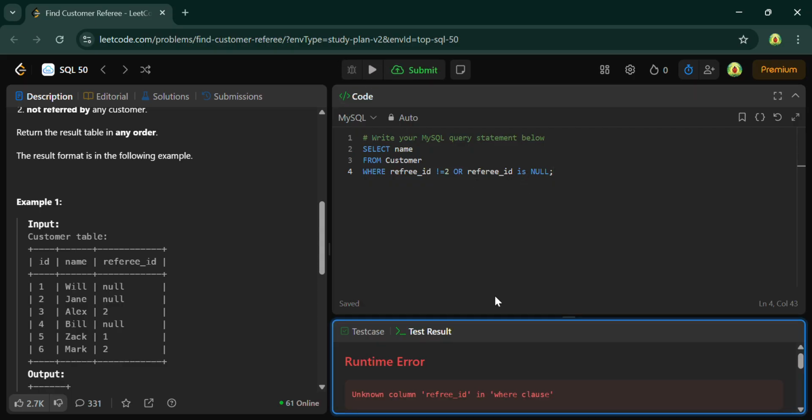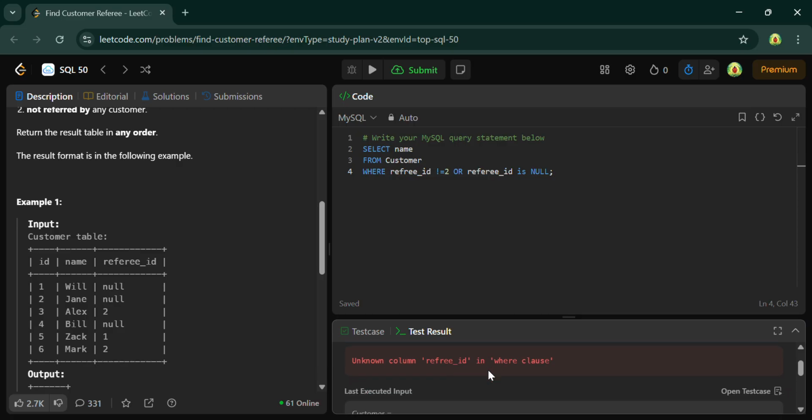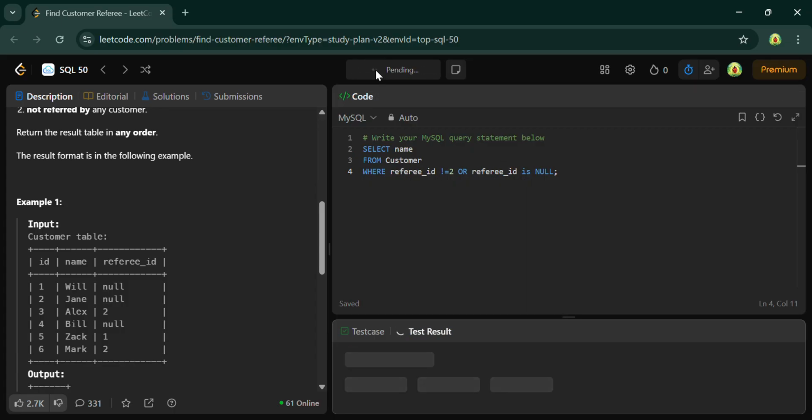This is referee ID. Okay, there isn't a spelling mistake. Referee ID. Yeah, this is running properly. Let's submit it.